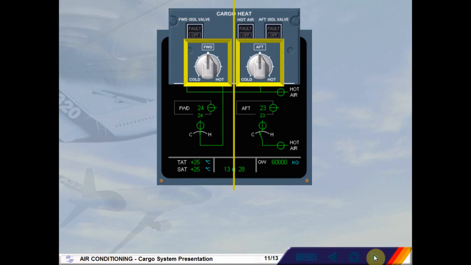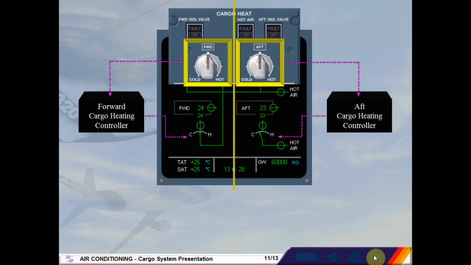The temperature selectors send demand signals to the associated cargo heating controllers. The cargo heating controllers then move the trim air valves to adjust the temperature of the air entering the compartment.